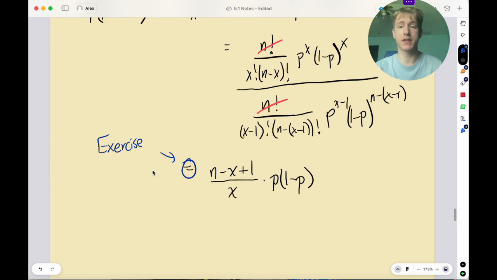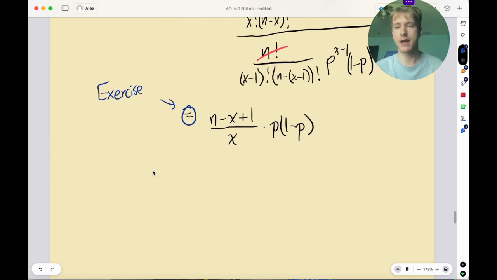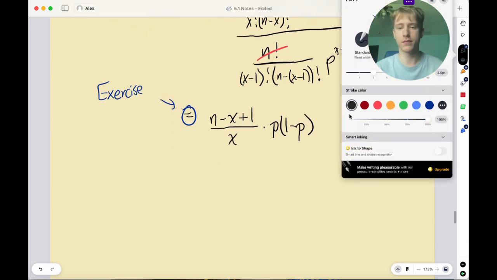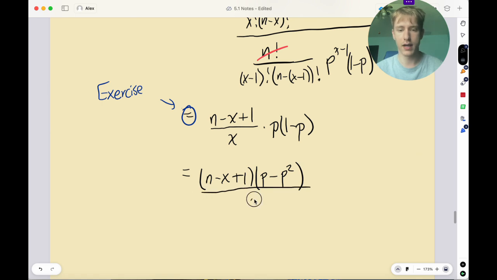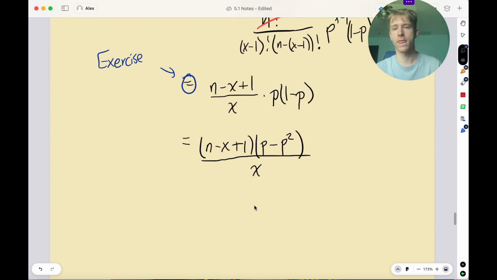But now we have something kind of interesting. So the last thing that I'm going to do is we're going to rewrite this as n minus x plus 1 times this quantity, which I'm going to go ahead and multiply out. So it's going to be p minus p squared all over x. Okay. Now, here's where our next approximation is going to come in.